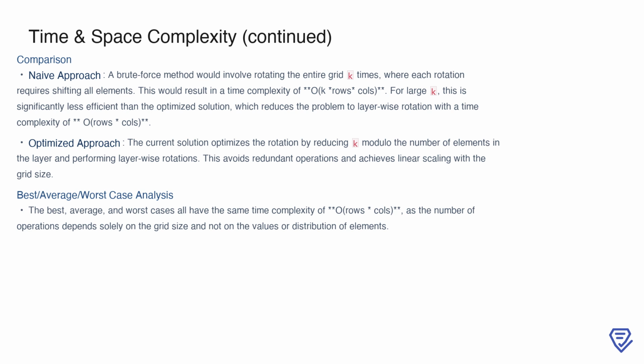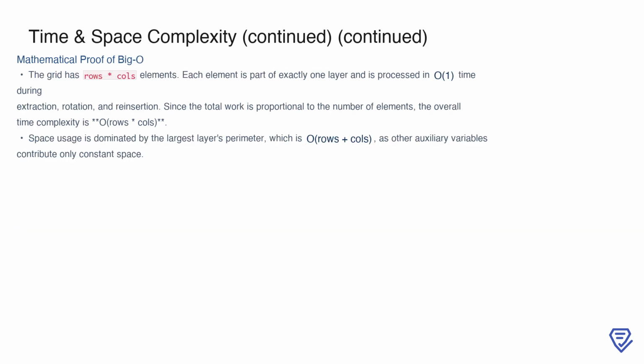grid size. When we analyze the best, average, and worst cases, they all share the same time complexity of O(rows * cols), because the operations depend solely on the grid's dimensions, not on the actual values or distribution of the elements. Mathematically, the total number of grid elements is rows * cols, and each element is processed in constant time during extraction, rotation, and reinsertion. This confirms the overall time complexity is O(rows * cols). For space, the largest contribution comes from the perimeter of the largest layer, which is O(rows + cols).